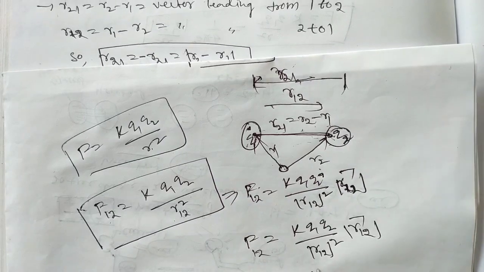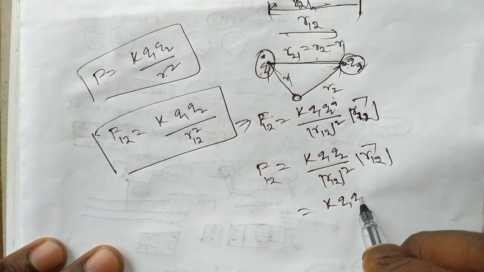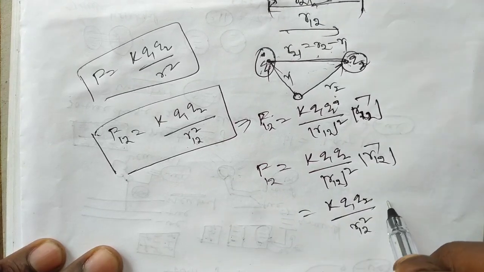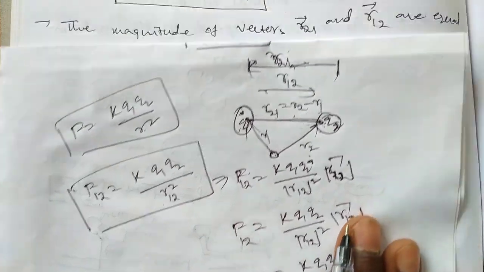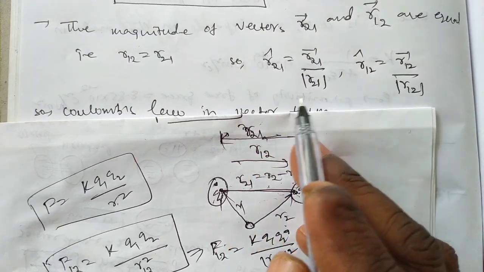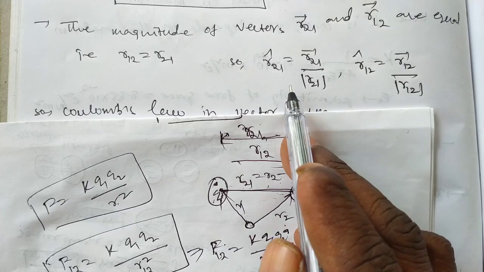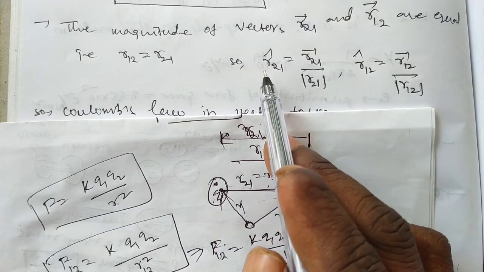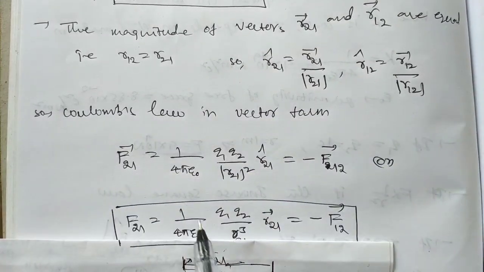It can be written as k q1 q2 by r12 square into r12 cap. Okay, from this relation you can write r21 bar is equal to r21 by r cap. Again simplify this equation like this.